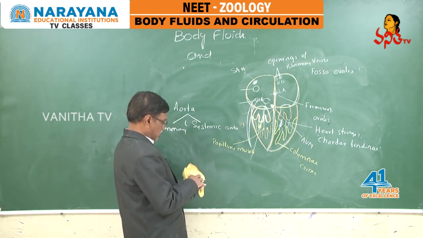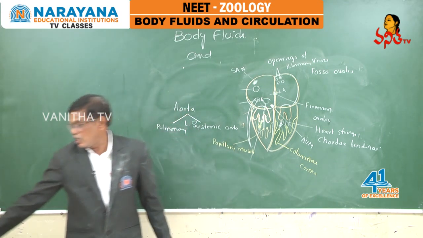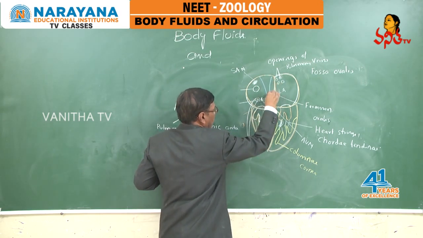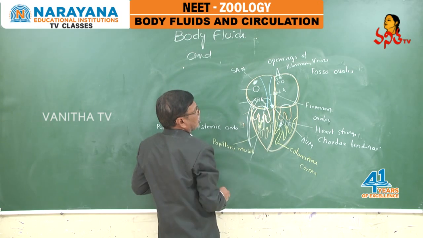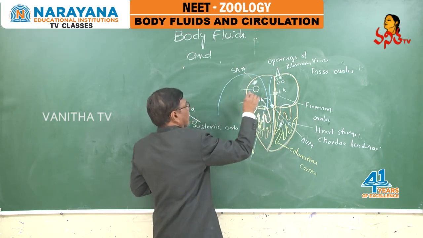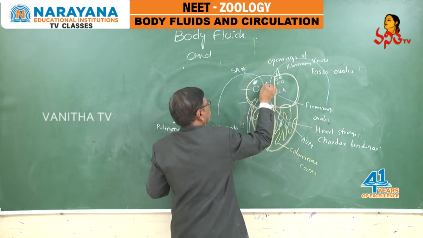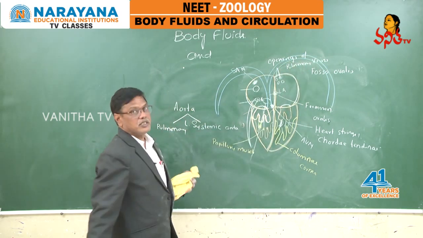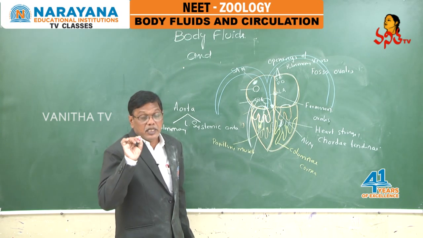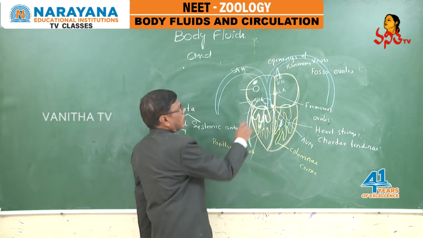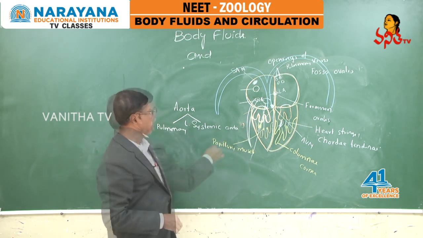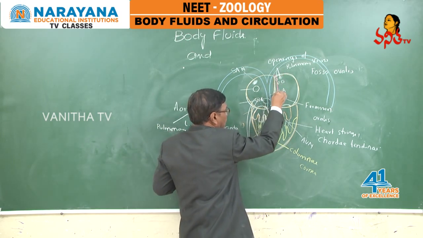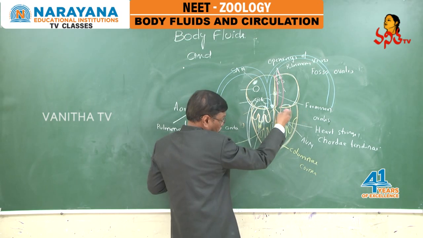Pulmonary aorta originates from the left anterior corner of the right ventricle. After origin, it divides into what? Left and right pulmonary arteries, which take the deoxygenated blood to lungs for oxygenation. Then the left systemic aorta originates from the right anterior corner of the left ventricle.